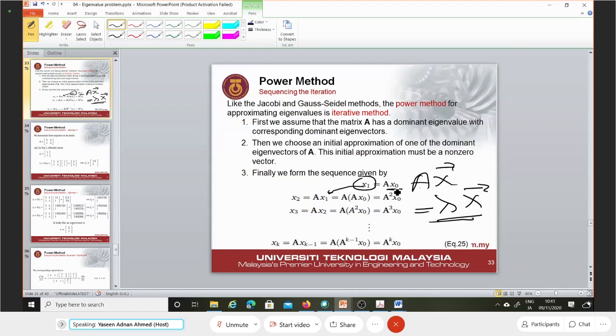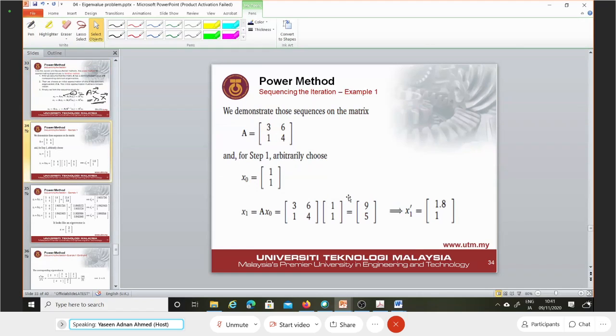This x naught is not changing that much. So before going to that, we need to normalize things. For example, this is a simple problem for you. Suppose the initial vector is 1, 1. This is the eigenvector. So the new eigenvector will be A x naught. So you will have this one. If you have this new eigenvector, then the next eigenvector will be what? x2 will be your A x1.